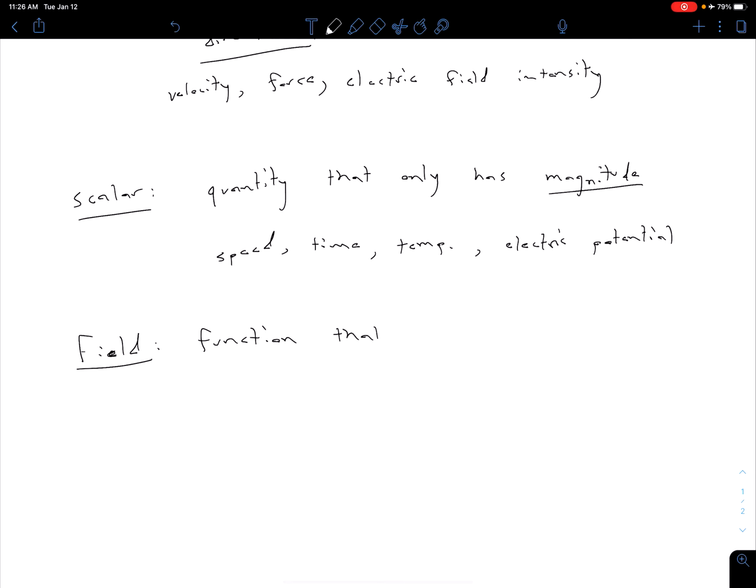So it's a function that specifies a particular quantity. It could be a speed, it could be an electric field, just some particular quantity everywhere in a given region.